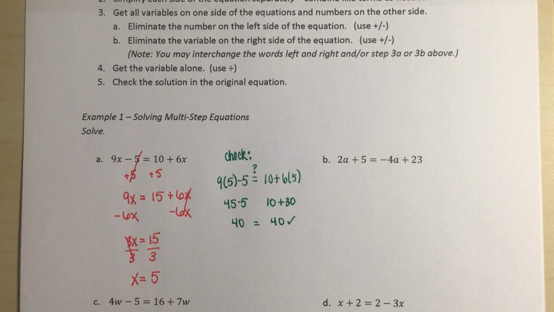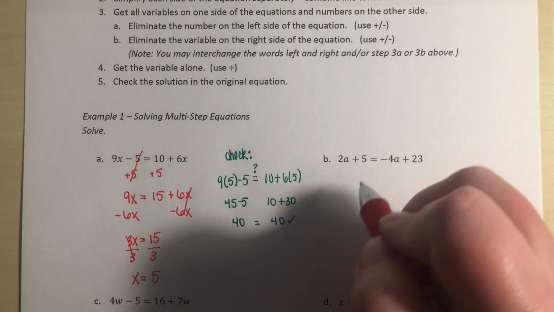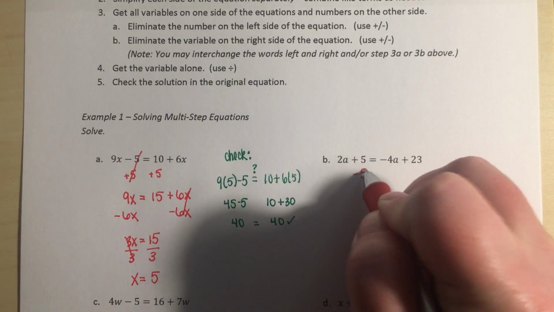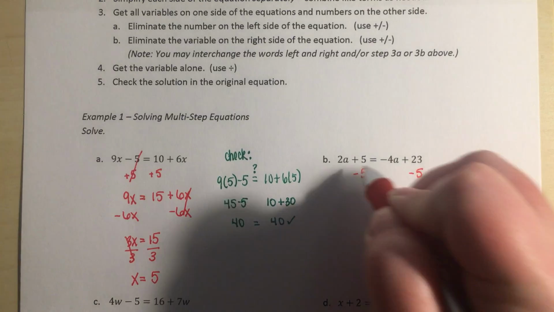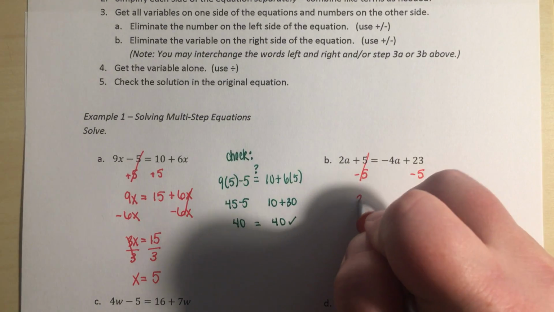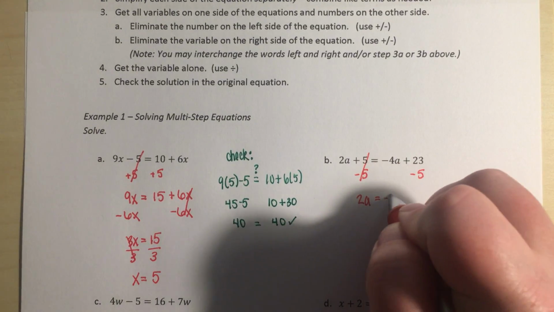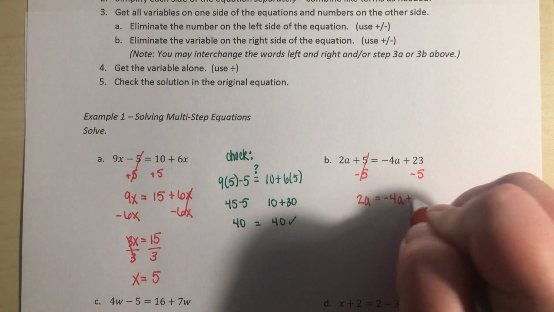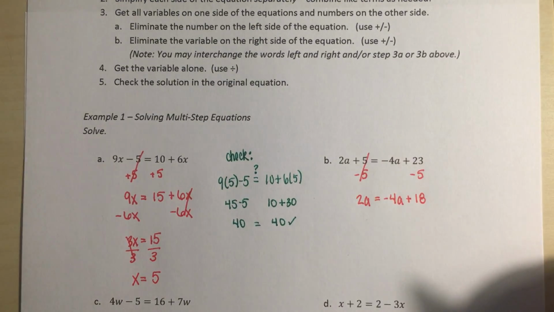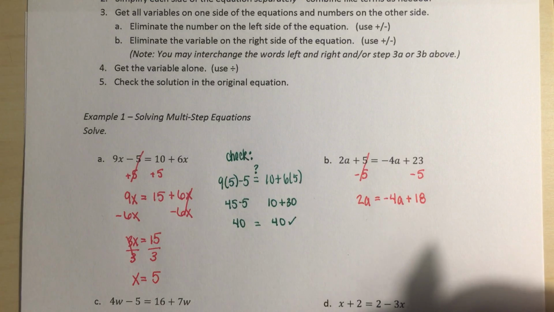Right, so in these next few problems, we're going to work through more of the same, going through the same steps. So for B, 2a plus 5 equals negative 4a plus 23. We're going to get rid of the number on the left, so we're going to subtract 5 from both sides. Those cancel. 2a equals negative 4a plus 18. 23 minus 5 gives us 18.